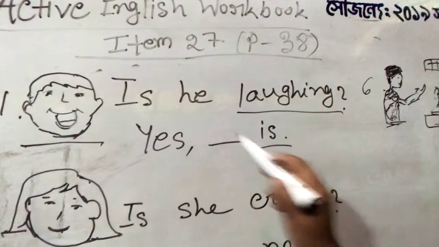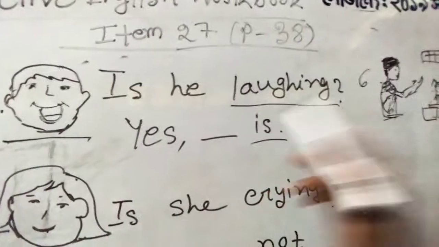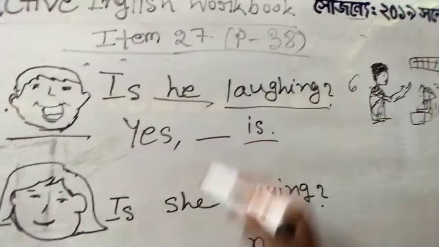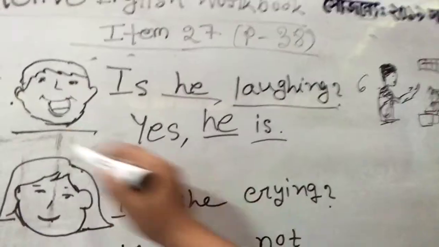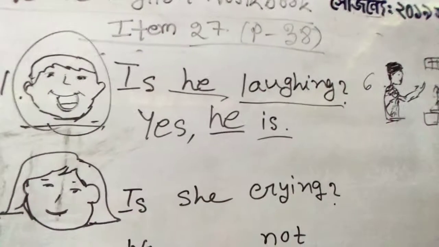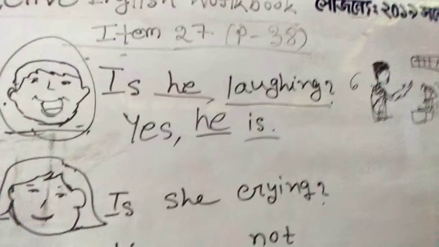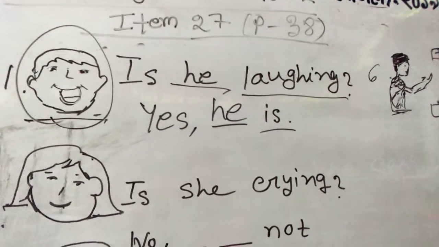Now, what should I put? A subject. Here the subject is our pronoun he. So yes, he is. Why is it he? Because it's a male. He is a boy or he is a man. Okay, so now coming to number 2.